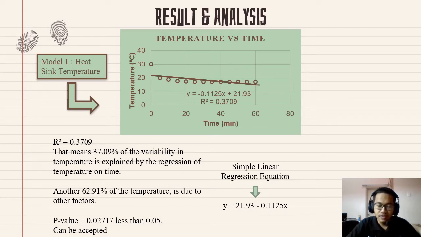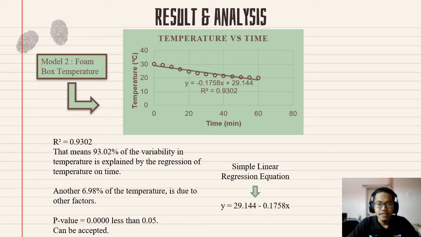The p-value or significance F is equal to 0.02717. This is less than 0.05. That means the model is good and can be accepted. The second model is the temperature in the foam box. We can see in the graph the temperature is decreased when the time increases.